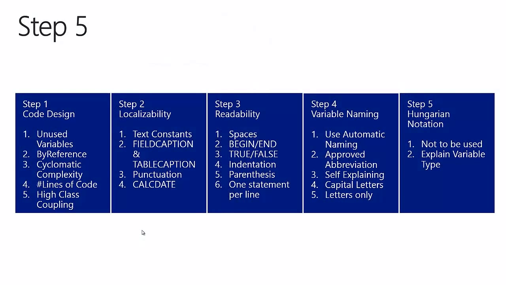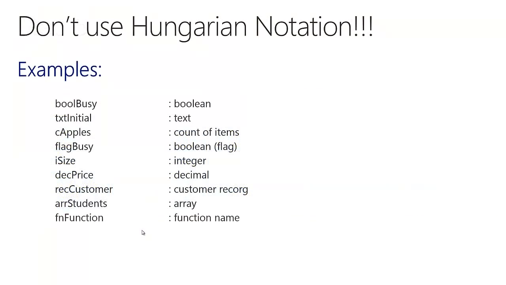The last part of this video is about Hungarian notation. This way of noting variables was invented by a Hungarian employee of Microsoft many years ago. The intention is to explain the type of the variable in the name. This way of notating variables was abandoned by Microsoft since 1996, and it should never be implemented in Dynamics NAV or in any Microsoft programming language.